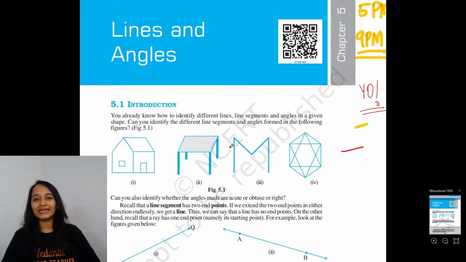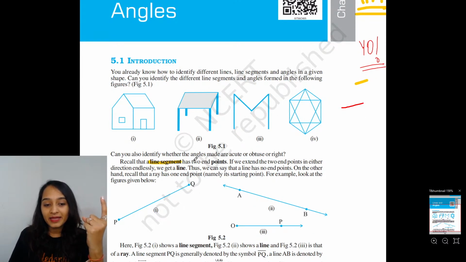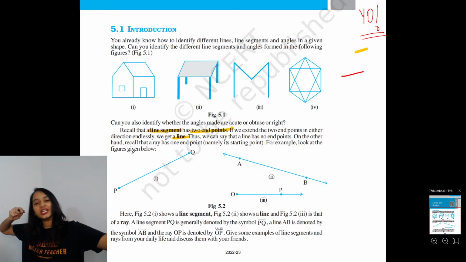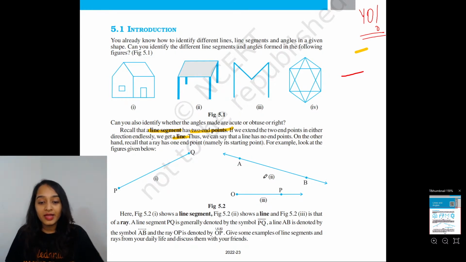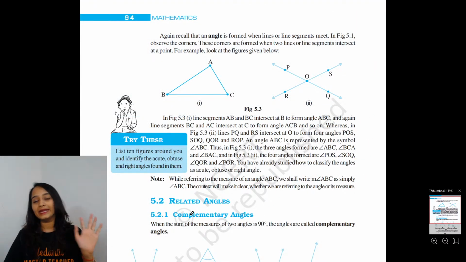So first, what is a line and an angle? Maybe we have learnt about line segment, ray and a line. A line segment has 2 endpoints. A line has no endpoints. You keep on stretching it, it will keep stretching forever. And then you have a ray which has a starting point but no ending point.